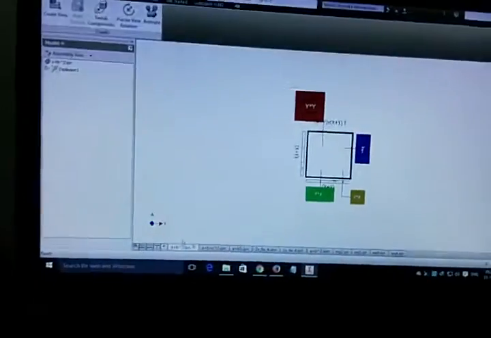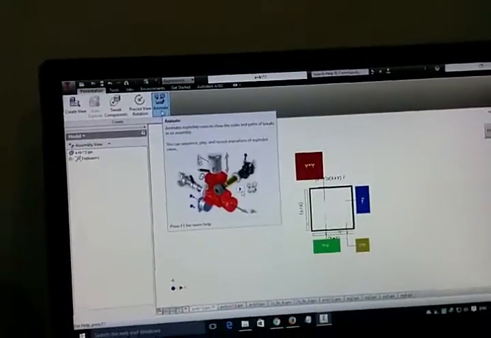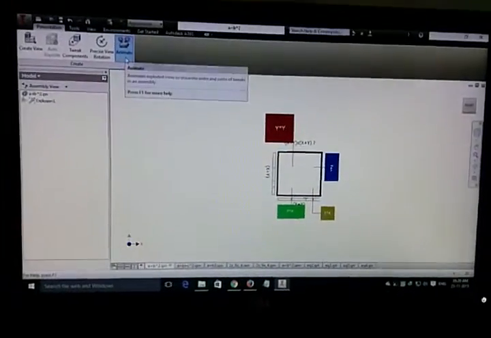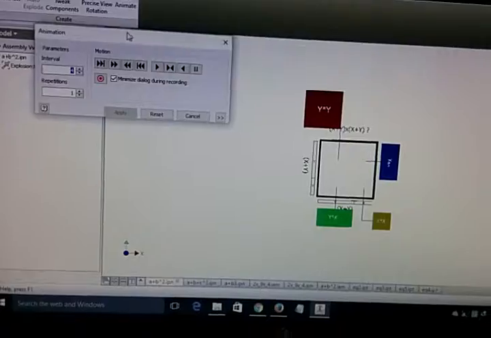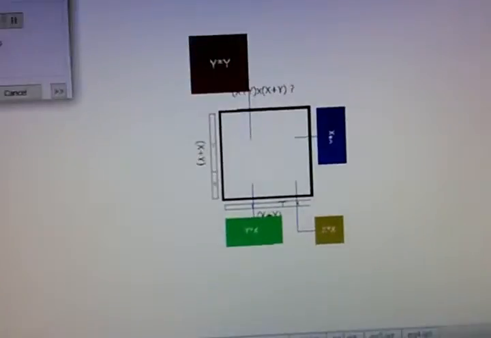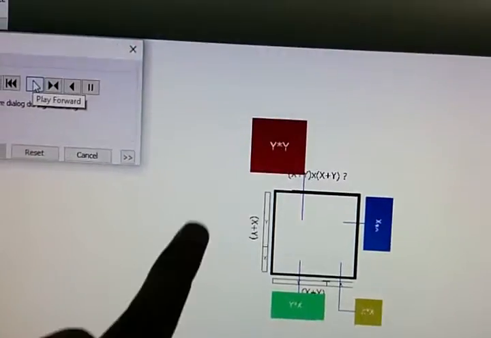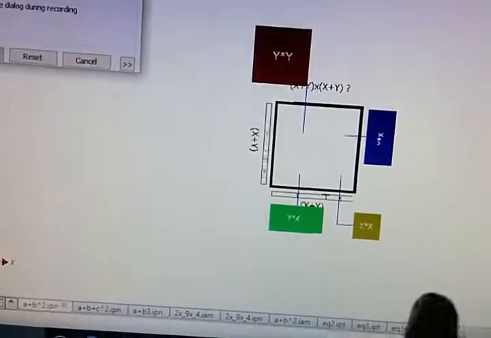Okay, so here we are using the software Autodesk Inventor. Our main objective is to teach the mathematical identities, which are basic identities such as a plus b the whole square. So here we have an identity which depicts a plus b whole square. This is a square with side a plus b, that is x plus y and x plus y.